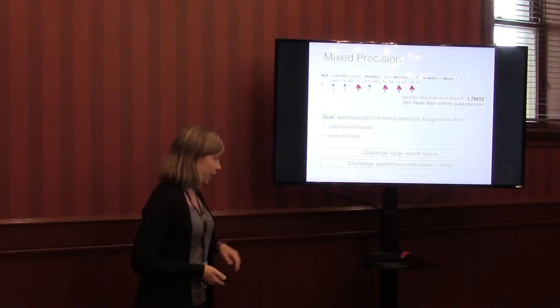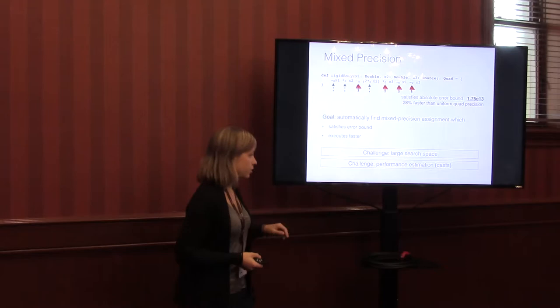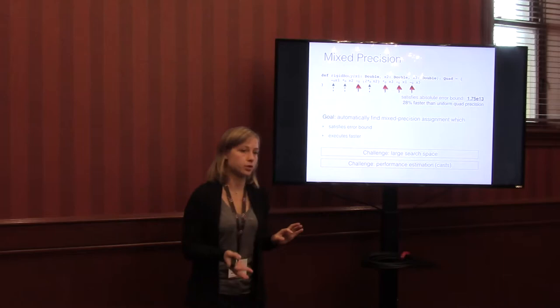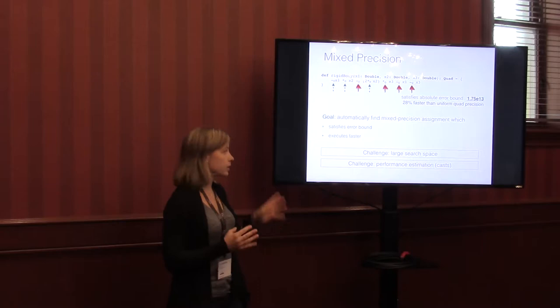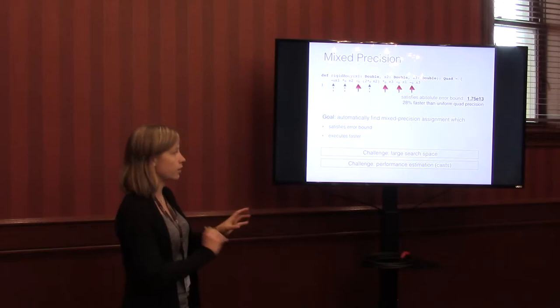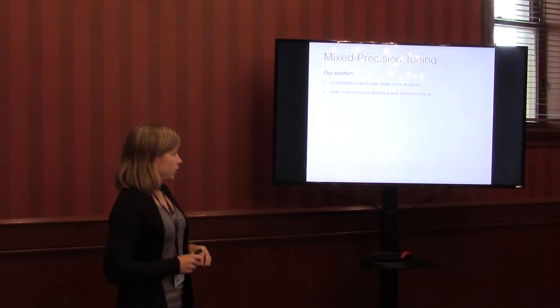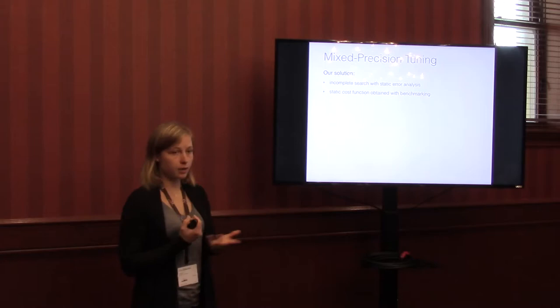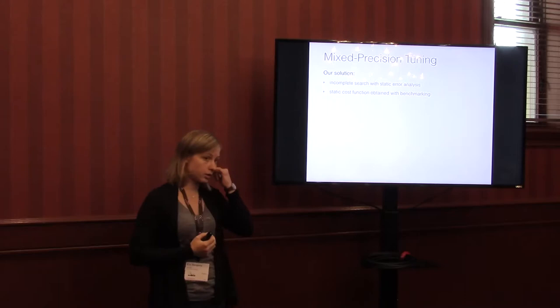And in addition here, we have to estimate the performance somehow. And this gets tricky, especially because when we have mixed precision, we are introducing cast operations between different types. This is expensive. So it's not always better to have mixed precision. And it's difficult to figure out where these cast operations are beneficial and where not. So in this case, we're again doing an incomplete search with the static error analysis to check the accuracy. And we also have a static cost function to predict the performance.